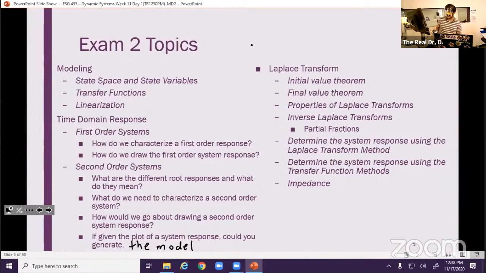Hopefully, yes. There's a whole homework question on that. Laplace transform: the initial value theorem, final value theorem, and properties are all on the master sheet.